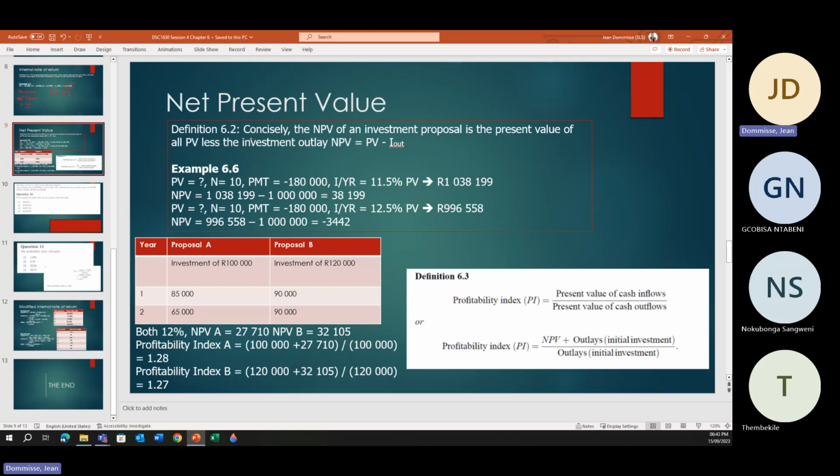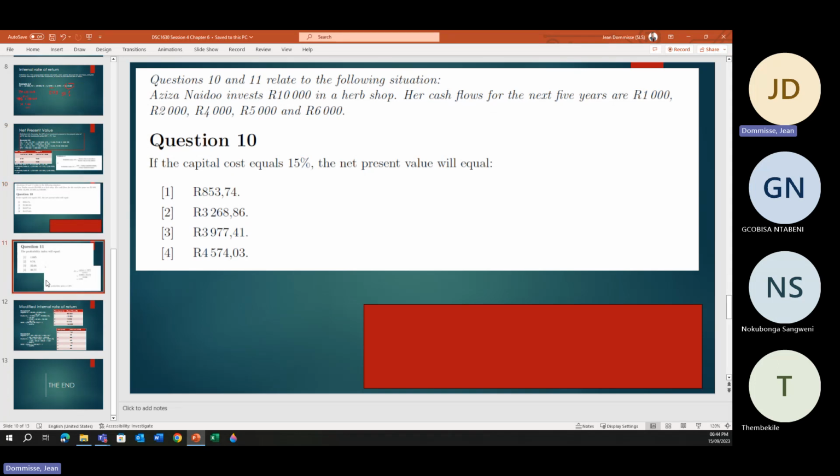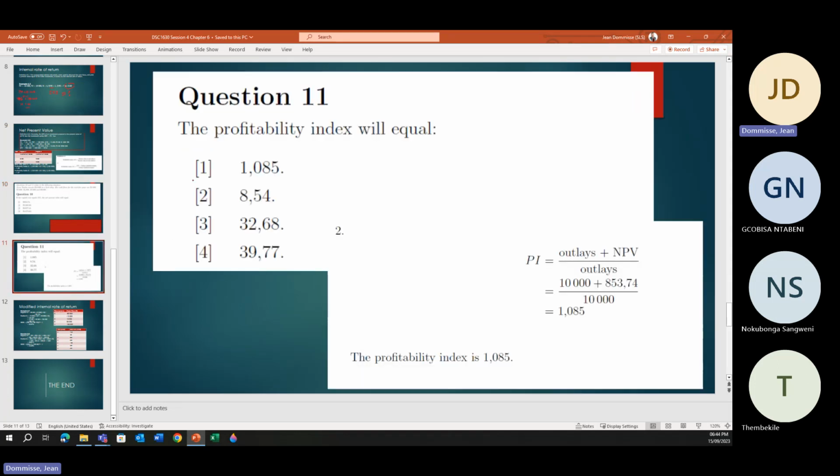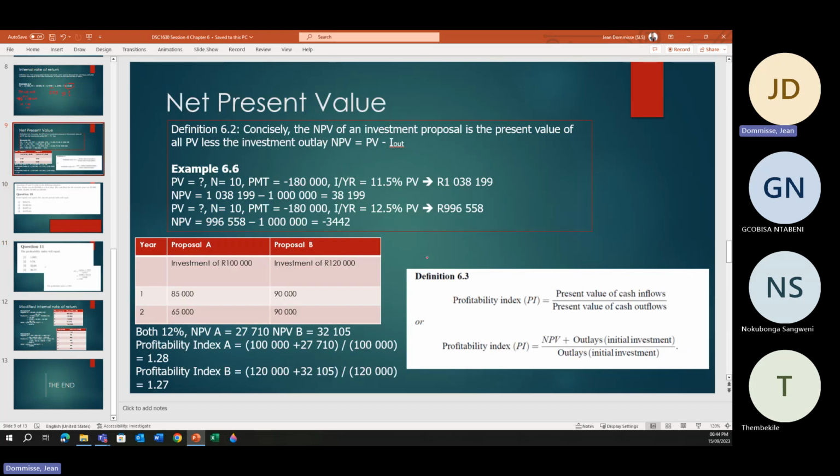But what they also link to the net present value, and I think I've included it somewhere here, is the profitability index. So I think what is very important for you guys to look at is definition 6.3 in your study guide, basically more about the profitability index. So how you will work out that profitability index.